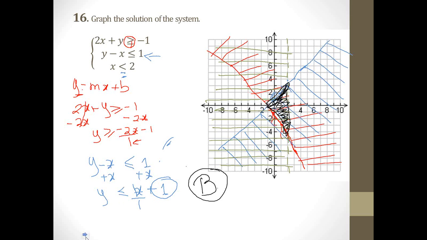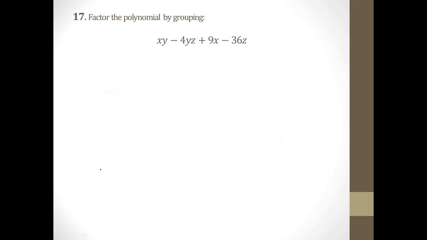If you don't have any questions, let's move on. No? Okay. We're going to jump to factoring. It is important for you to be able to identify what type of factoring you should be doing. In this case, it's telling you by grouping, but just the fact that you have 4 terms indicates that grouping would be the best way to factor this.